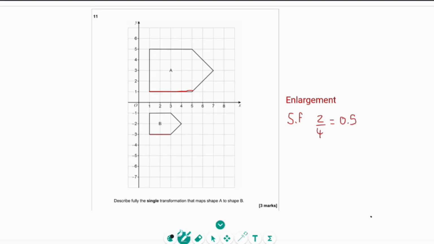Centre of enlargement. So we need to find the same corners on both shapes, and then we line them up with a straight line. We do the same from another point. Make sure you're using the same point in both shapes. And they line up. Wherever the lines cross is your centre of enlargement. So centre is 1, -7.